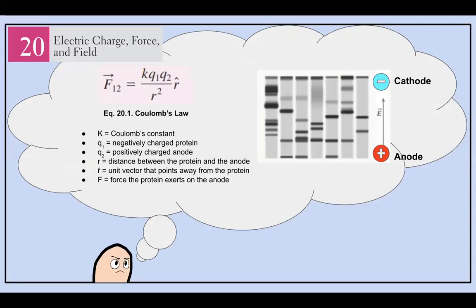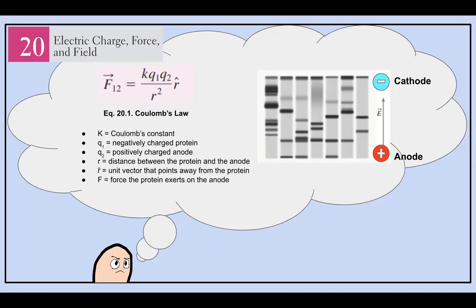In Chapter 20 of the Essential University Physics textbook, we learned about electric fields and Coulomb's law. There are two types of electric charges, positive and negative. In SDS-PAGE, proteins are coated in a negative charge while the apparatus has a positive anode and a negative cathode on either end of a polyacrylamide gel. Like charges repel and opposite charges attract. Therefore, the protein will be attracted to the anode and repelled by the cathode.